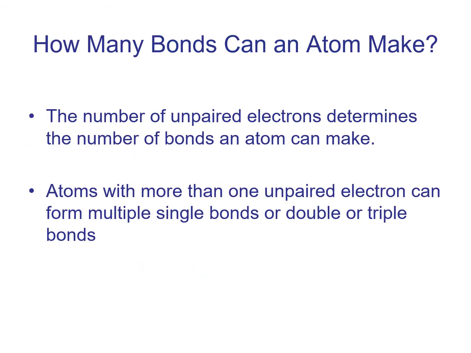A covalent bond is the result of a shared pair of electrons. So we can have one covalent bond between two atoms. We can have two, and that's a double bond if it's between only two atoms. But we can even have three if we're talking about two atoms bound to each other.